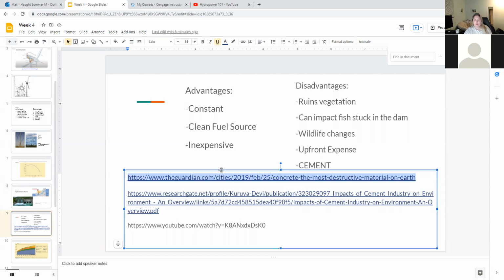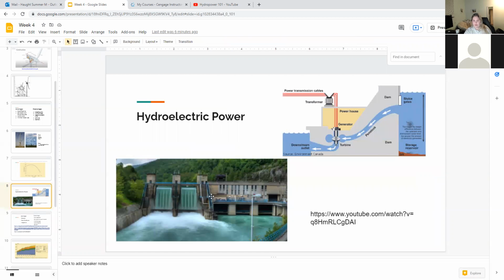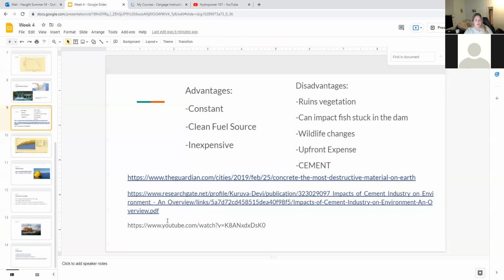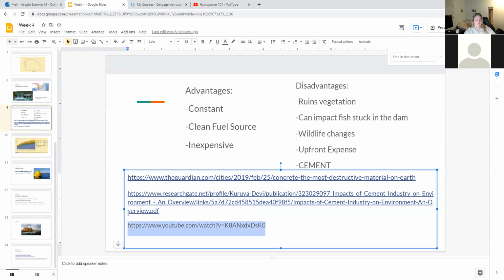The reason I'm talking about cement and concrete is because, as you can see, creating this dam is essentially all concrete, and it uses a lot of it. This is the last video I'm going to play for you, and I think this one is very interesting, so hopefully it keeps your attention.